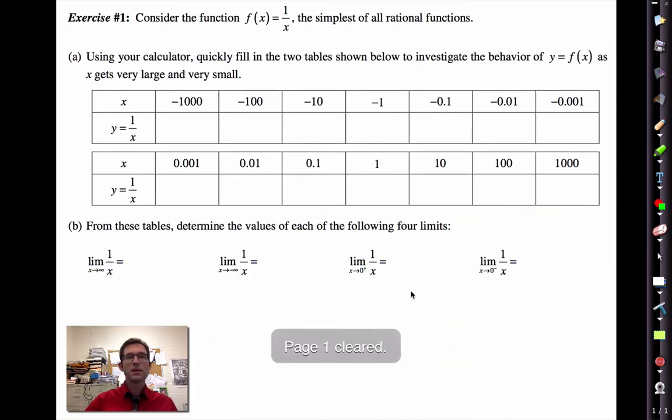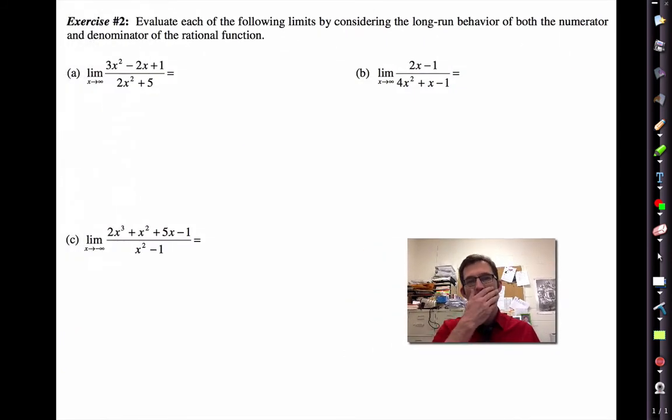So, let's tackle some limits. The first type of limit that we're going to look at is the limit as x goes to either infinity or negative infinity. And these are going to be very, very easy, okay? You're going to like these because all we have to do is consider what's known as the long-run behavior of both the numerator and the denominator.